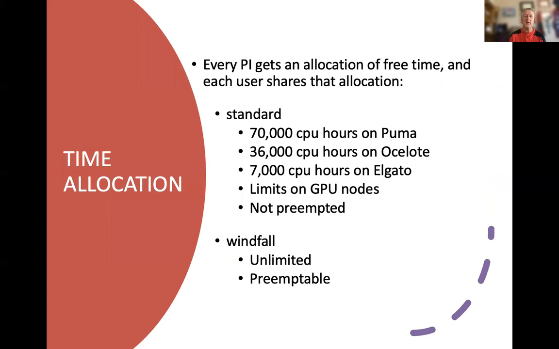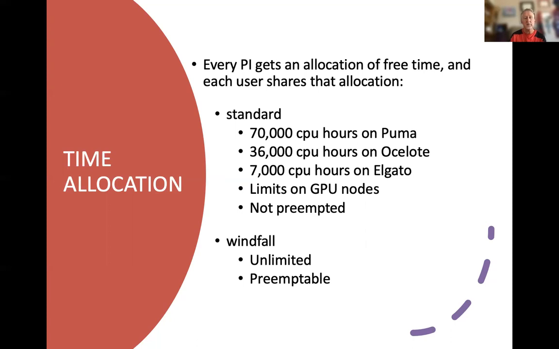Time allocation. So you get an allocation of time as well. Each PI, the PI that sponsors you, gets an allocation of standard hours. A CPU hour is the wall time of 1 hour for one core. Ocelote has 28 cores, Puma has 94 cores. So if you have 28 CPU hours on Ocelote, it gets you 1 hour of a whole node. And you get 70,000 hours total for each PI group. That's a lot. Ocelote 36,000, Elgato 7,000.